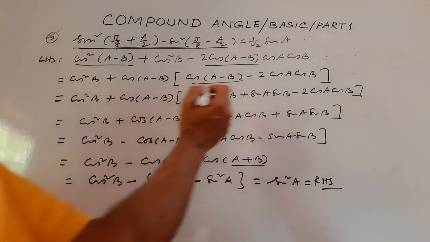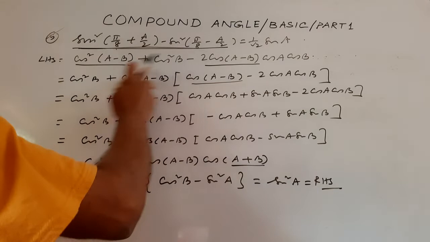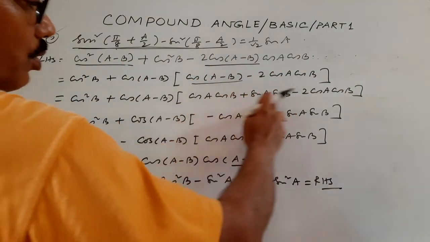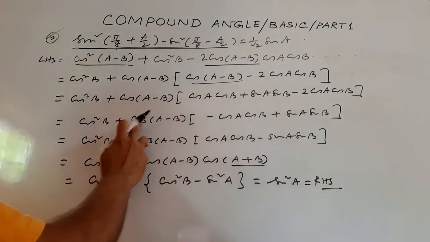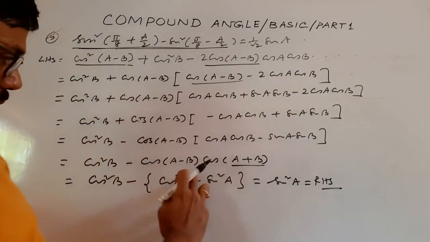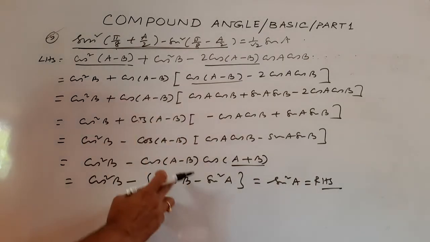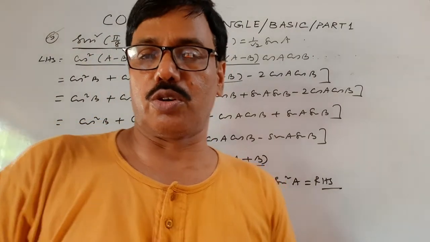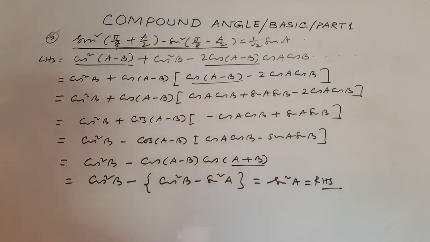So look, cos square B, so cos(A minus B) common, then this part, formula of cos(A minus B), take minus common, again formula of cos(A plus B), now cos(A plus B) into cos(A minus B). Mind it, it is not cos square B minus cos square A. So this is cos square B minus sin square A.